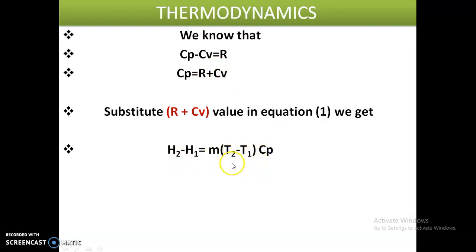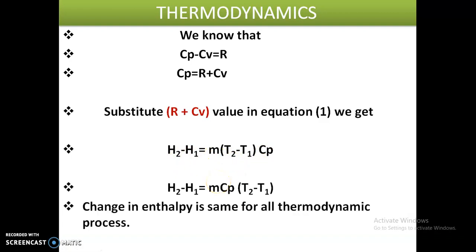So this is the change in enthalpy. The change in enthalpy is the same for all thermodynamic processes, except the isothermal process. So this is the change in enthalpy formula. This formula is the same for all thermodynamic processes except the isothermal process. In the isothermal process it will differ.